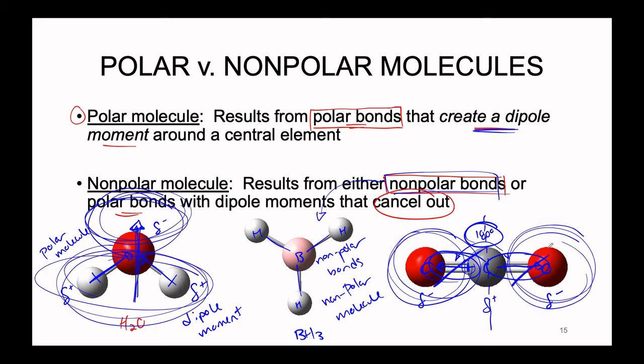Yes, the bonds inside of this molecule may be polar, but the molecule on the whole is non-polar because we have no north, we have no south, there's not one pocket that's negative and one pocket that's positive. We have this even distribution due to the linearity of the molecule where our polarity cancels out.